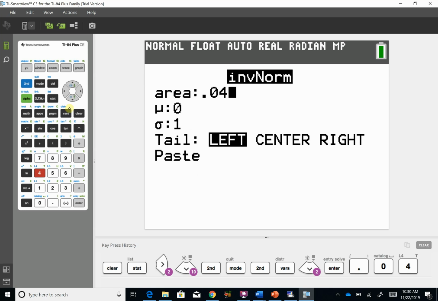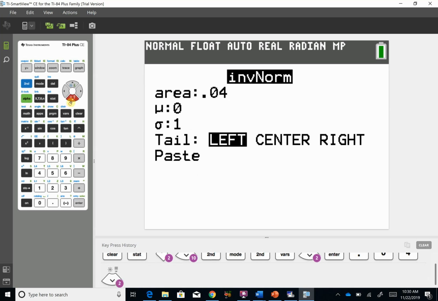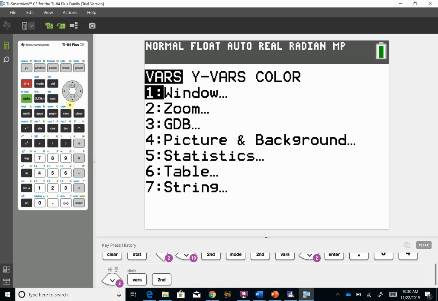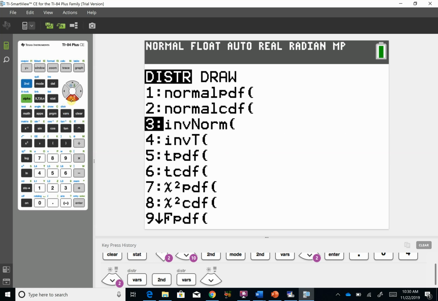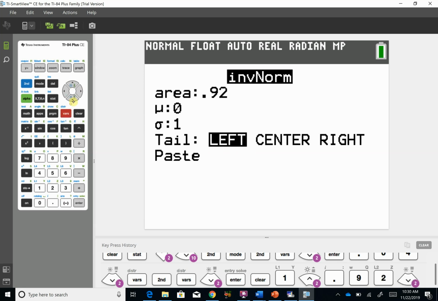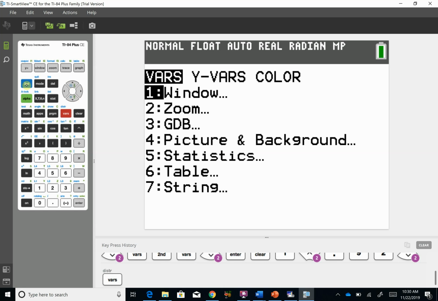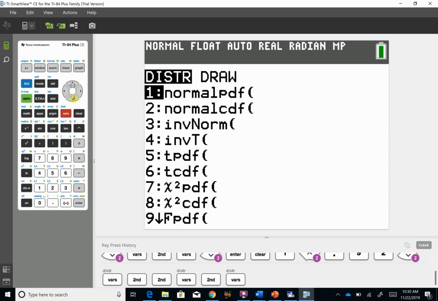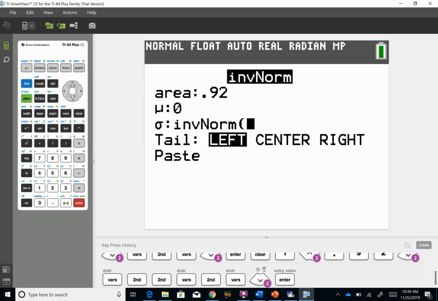Now I know some of you have the options that I have on my screen up here. If you have the options, if you have a 92% confidence interval, you can just put the 92% in there. I don't know why that keeps switching on me. Sorry, guys. I keep accidentally hitting VARs.